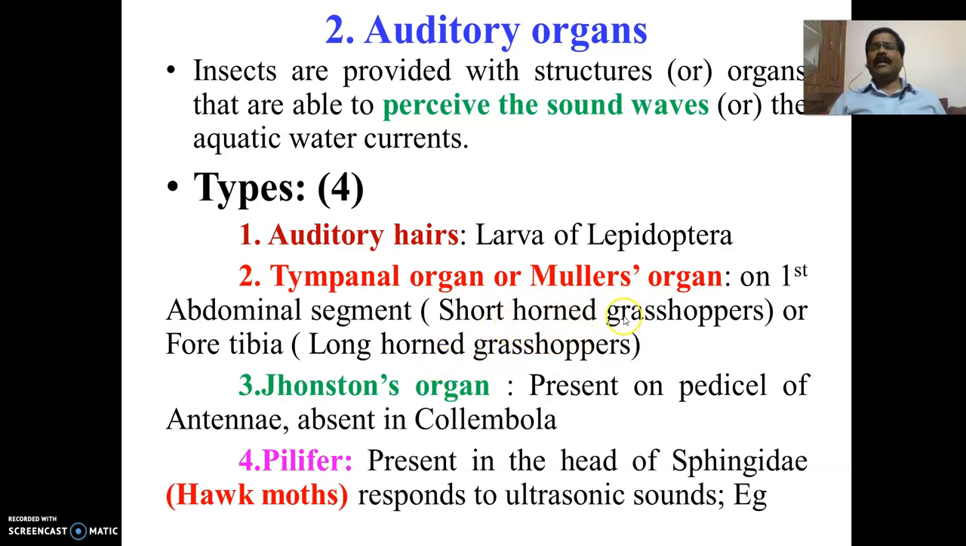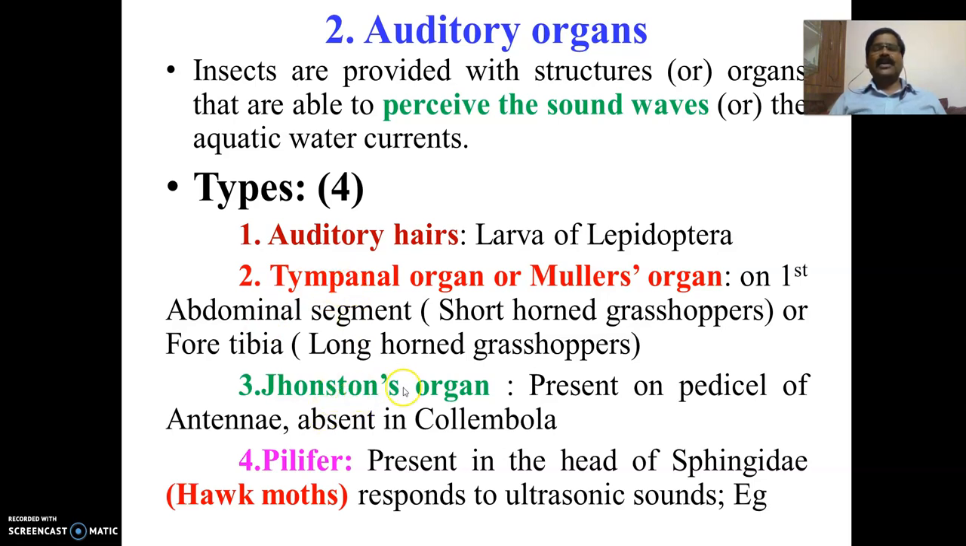Now as far as long-horned grasshoppers are concerned, these tympanal organs are located on the foretibia, whereas in short-horned grasshoppers they are located on the first abdominal segment. The location of tympanal organs in orthopteran insects is very important. So in short-horned grasshoppers, it is located on the first abdominal segment, and in long-horned grasshoppers, it is located on the foretibia. You will see the locations of these organs in the images later.